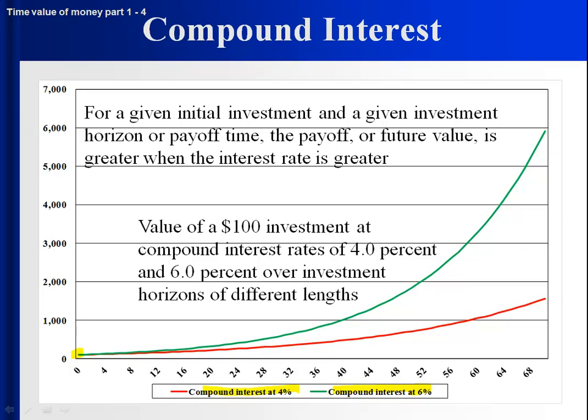The next year, you get 6% on the original 100 versus 4% on the original 100 in the red account, but you're also going to get 6% on the higher amount of interest, and that effect becomes quite substantial, such that, again, after 70 years, you're at about $6,000 here, and only $1,500 here at 4% versus 6%.